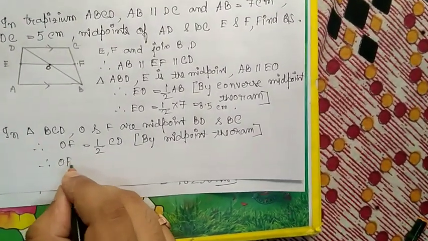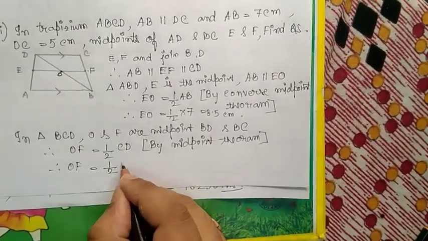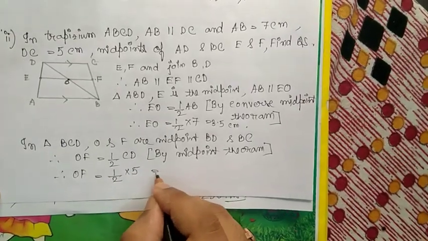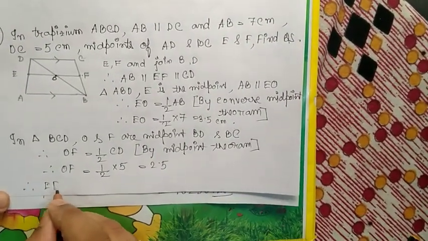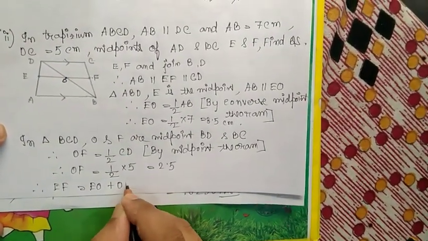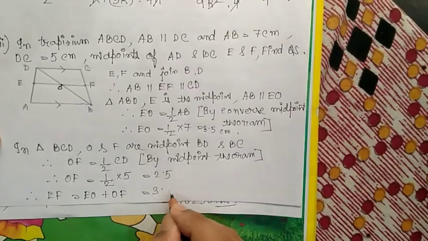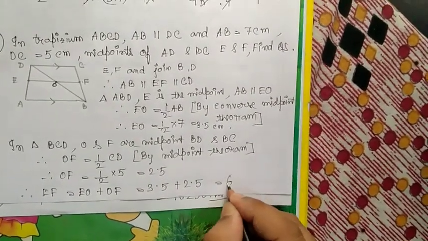Therefore OF equals half of CD. CD means 5 cm, so this is 2.5 cm. Therefore EF equals EO plus OF, equals 3.5 plus 2.5, equals 6 cm.